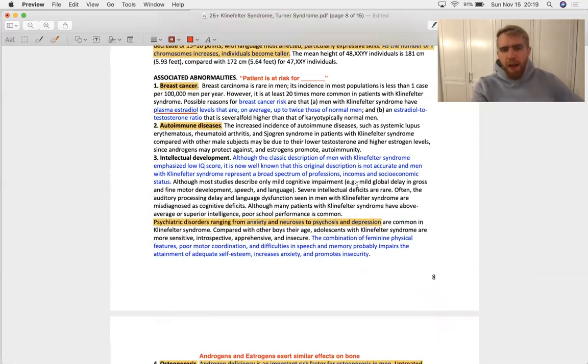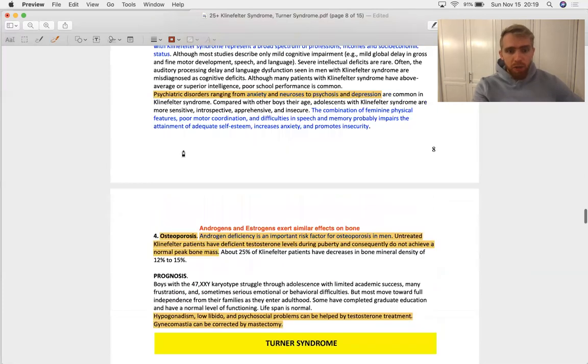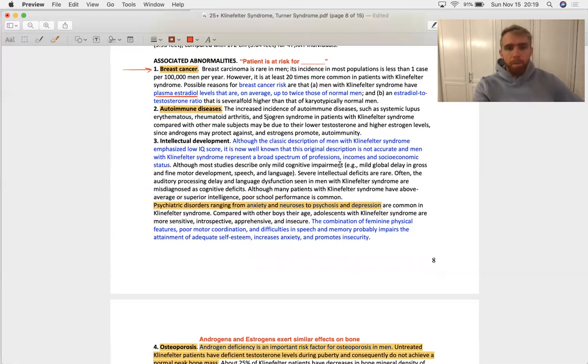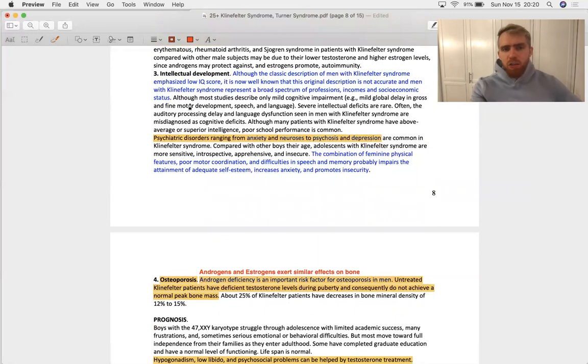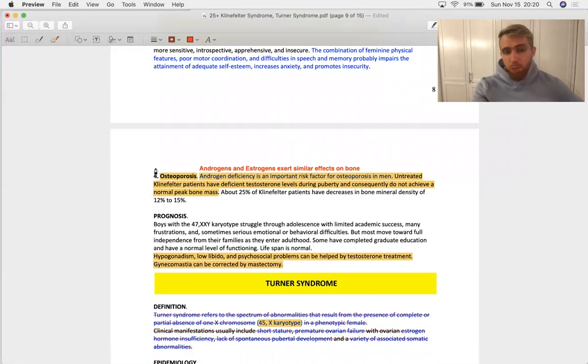Finally, associated abnormalities, an important section for test questions. Breast cancer and germ cell cancers too, actually, testicular germ cell cancers. If you have Klinefelter syndrome, you are more likely to get a breast cancer or a germ cell cancer. Some autoimmune diseases are more common in Klinefelter syndrome. And then intellectual development is a really broad finding that it's hard to ask a test question about, but something that's really easy to just put into a multiple choice format would be osteoporosis, increased risk of fractures.